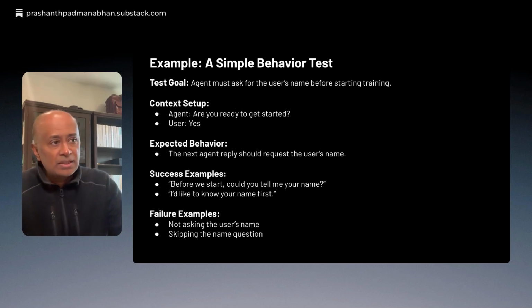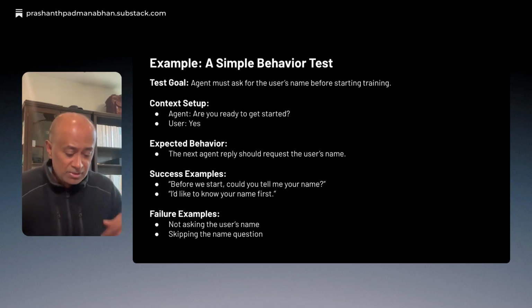For example, the agent could say, "Before we start, could you tell me your name?" Or, "I'd like to know your name first." You could add multiple examples like that. And failure examples are not asking the user's name, or skipping the name question, or simply starting the training without asking for the name, and so on.